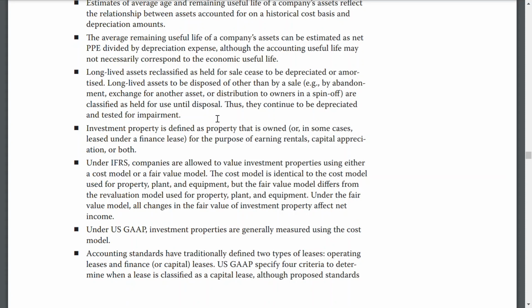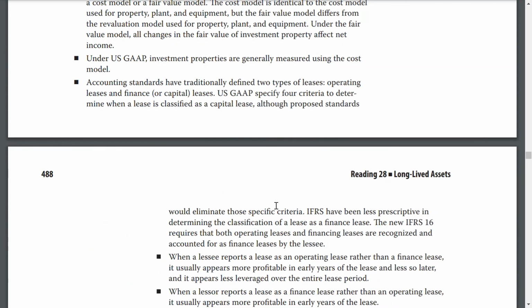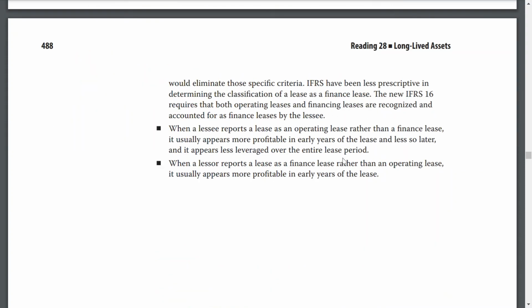Accounting standards have traditionally defined two types of leases, operating leases and finance or capital leases. US GAAP specifies 4 criteria to determine whether a lease is classified as a capital lease. Although proposed standards will eliminate these specific criteria, IFRS has been less prescriptive in determining the classification of a lease as a finance lease. The new IFRS 16 requires that both operating leases and finance leases be recognized and accounted for as finance leases by the lessee.